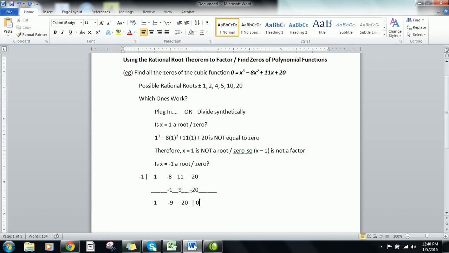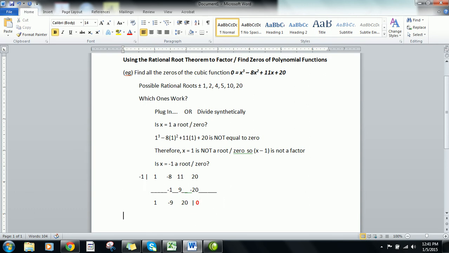That's my remainder. So since I have a remainder of 0, that means that -1 is a root, which also means x plus 1 is a factor. Okay, so here's where the rational root theorem has just helped me. I only had to check a couple, thankfully, and I already got one. So yes, -1 is indeed a root.